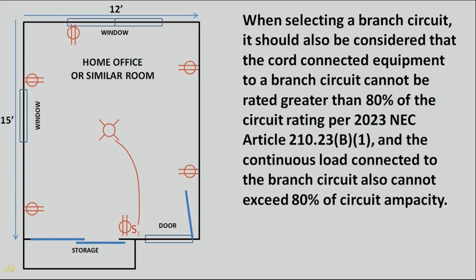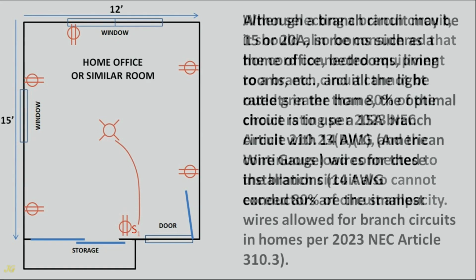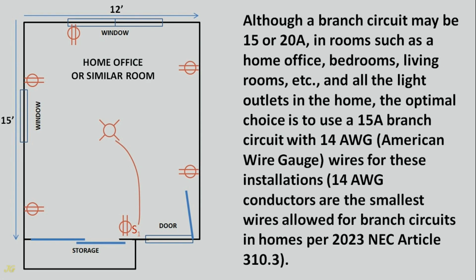When selecting a branch circuit, it should also be considered that the cord-connected equipment to a branch circuit cannot be rated greater than 80% of the circuit rating per 2023 NEC Article 210.23(b)(1). And the continuous load connected to the branch circuit also cannot exceed 80% of circuit ampacity. Although a branch circuit may be 15 or 20 amps, in rooms such as a home office, bedrooms, living rooms, etc., and all the light outlets in the home, the optimal choice is to use a 15 amps branch circuit with 14 gauge wires for these installations.